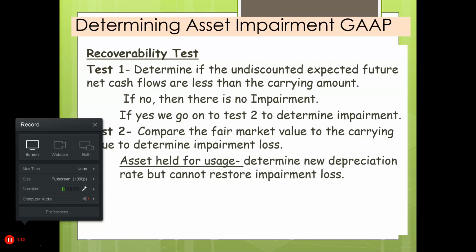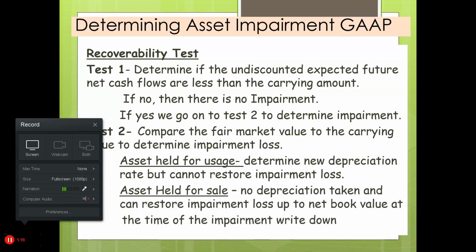Assets held for usage determine a new depreciation rate but cannot restore impairment. Assets held for sale, no depreciation is taken and can restore impairment loss up to the net book value at the time of the write-down.